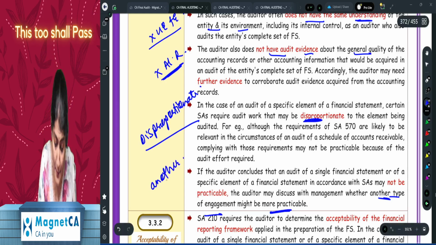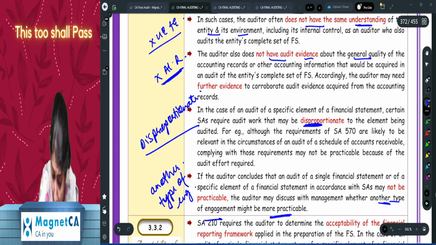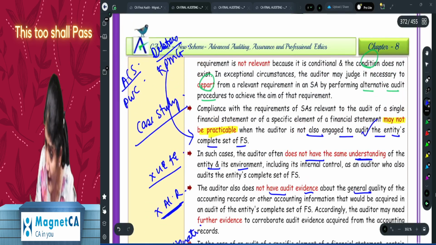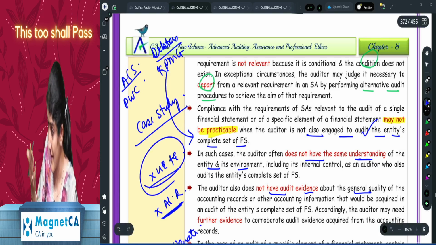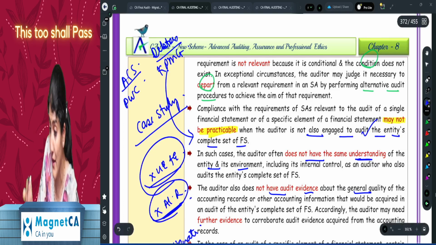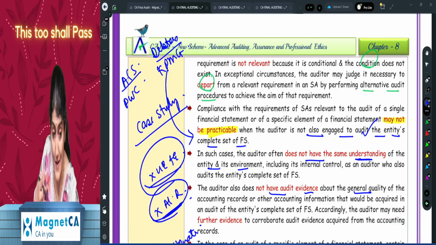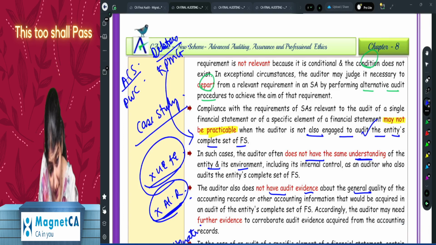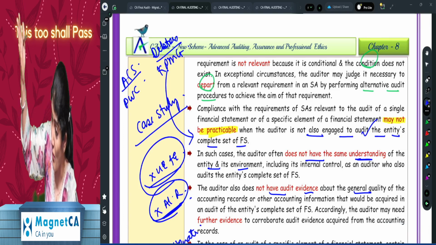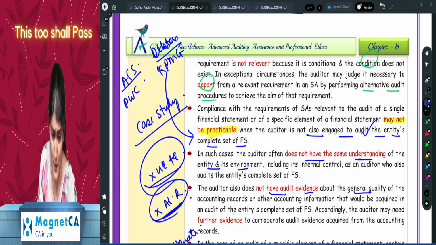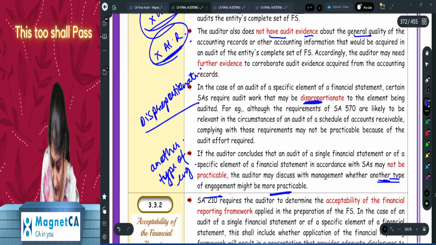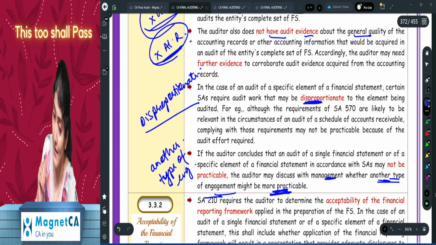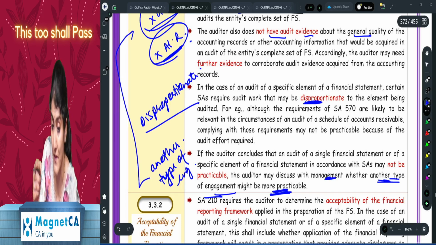So from not practicable, what do you reach to? What is more practicable? What do we start with? Okay, it may not be practicable if you're not doing the audit of the entity. Why it may not be practicable? Because you don't have the understanding of the entity and its environment. You don't have the evidence about the general quality of the accounting records, and the work which may be required to be done could be disproportionate. Okay, just for one debtor, you checking all the auditing standards, it says might be disproportionate. And then in that case, what can you tell the client to make it practicable? To do another, right? Another type of engagement which might be more practicable. Right? So this is a case study which we expect to see in the exam.